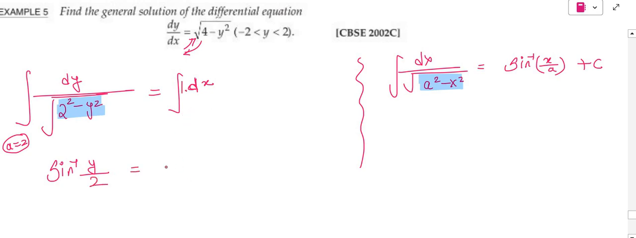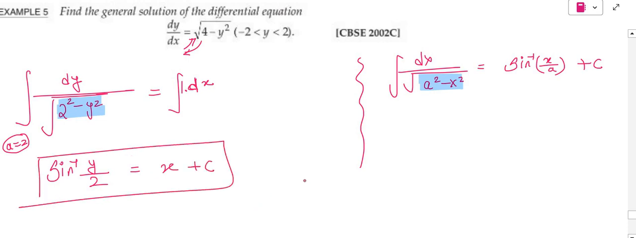What is integration of 1? It is x plus c. This is my answer. Easy. We'll do the next question.